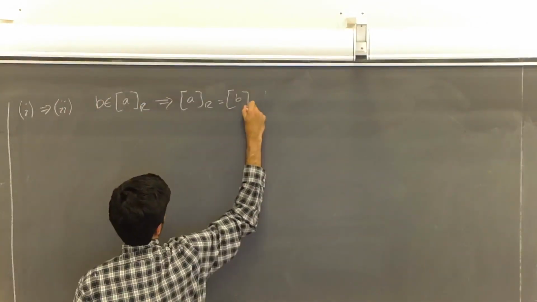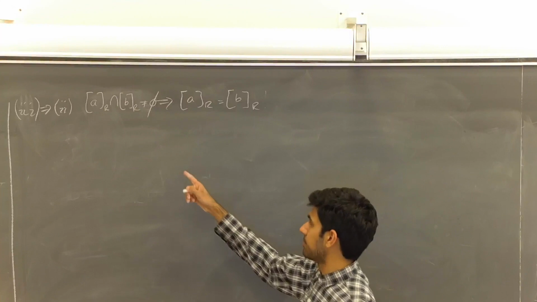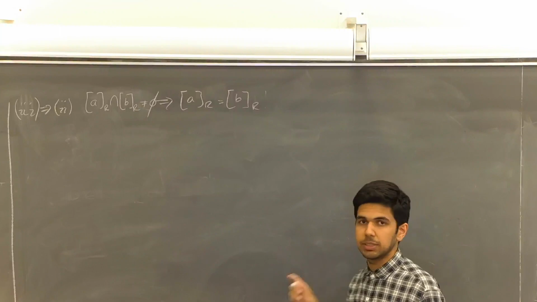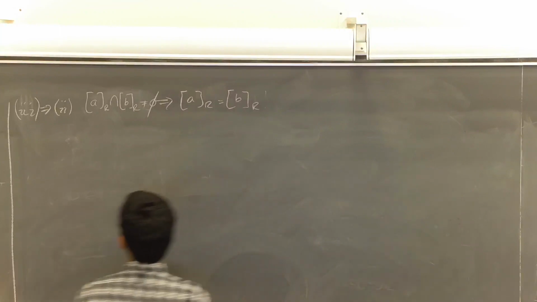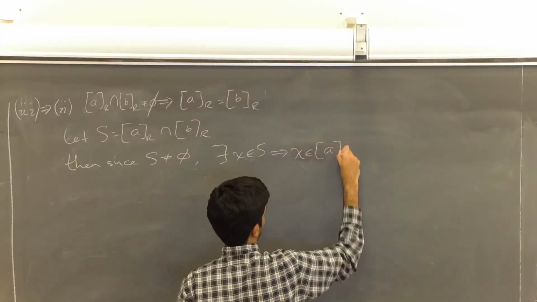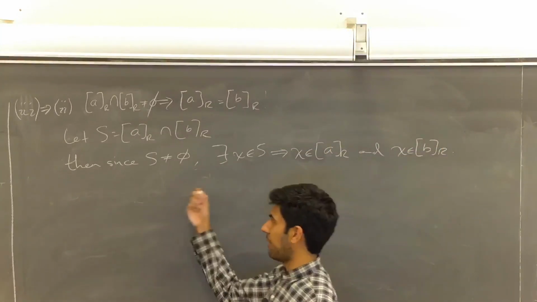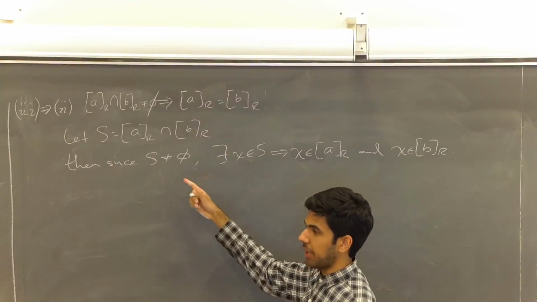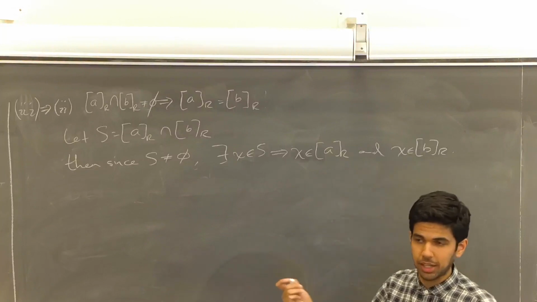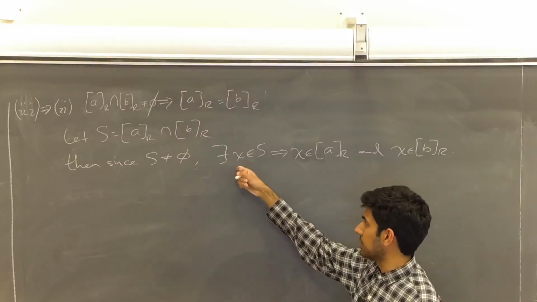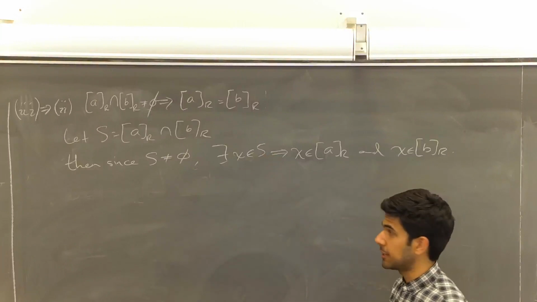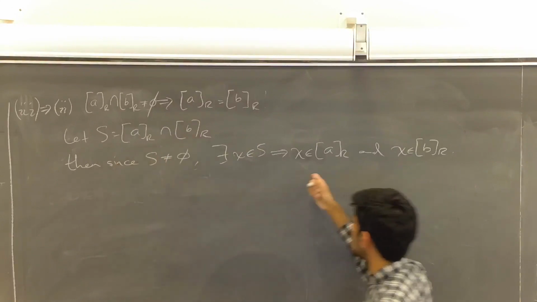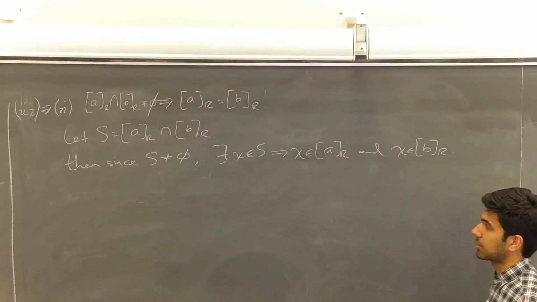Okay, so now we're dealing with the precondition that the intersection of these equivalence classes is not empty. That must mean that the equivalence classes are identical to one another. So just for the sake of brevity, we're letting S equal the intersection. Since we know that S is not equal to the empty set, it must contain at least one element. So there exists some element X in S. By definition of intersection, if there's an element X in S, it must appear in both of these sets. So X is in this equivalence class and X is in that equivalence class.